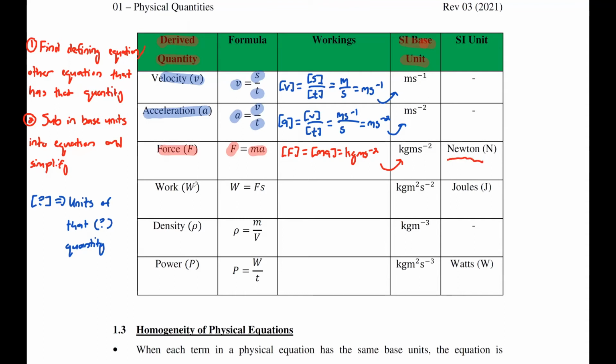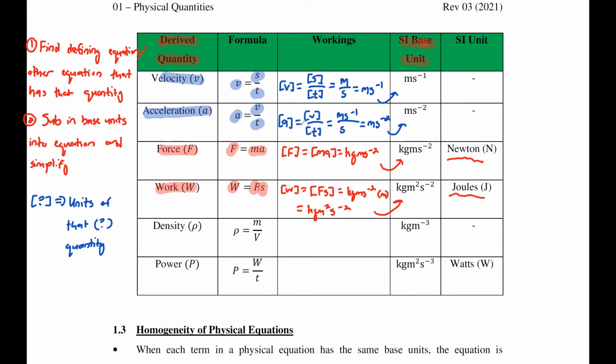Now we move on to work. Work is defined as force times distance. So the unit of work is equals to the unit of force times distance. You already know the unit of force as kg meter per second squared. The unit of distance is meter. So you will get kg meter squared second negative 2. This is the SI base unit of work. However, the special SI unit for work is joules.